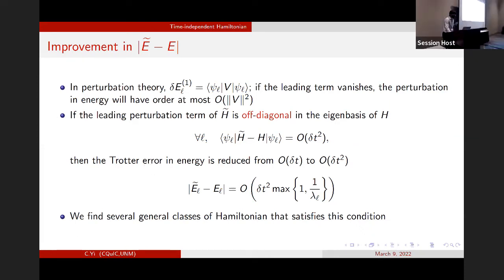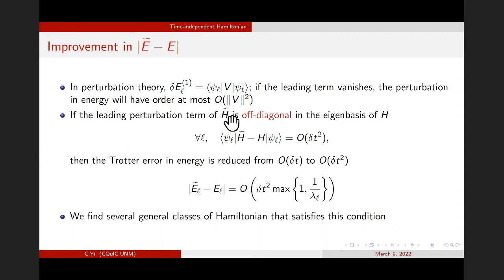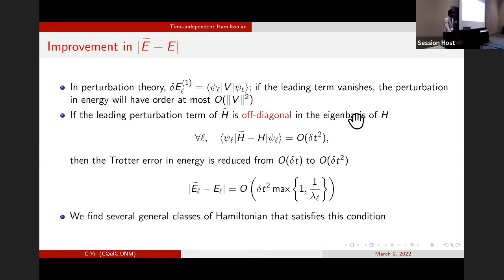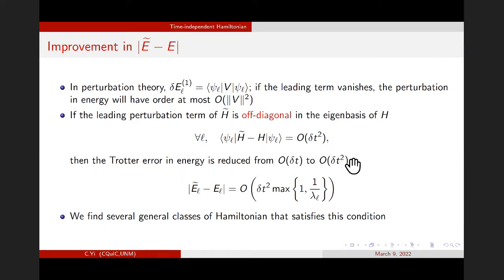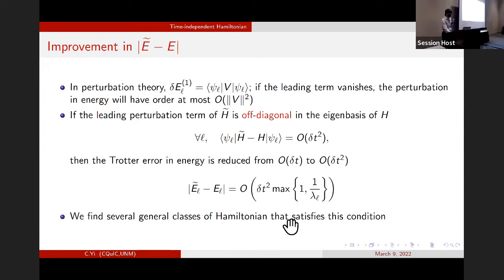So if the first order term vanishes, then of course the perturbation energy will have order v squared instead. So in our problem, suppose the leading perturbation term of the effective Hamiltonian is off diagonal in the original eigenbasis, which means this relation, then of course the Trotter error in energy will be reduced from delta t to delta t squared. And this relation turns out to be typical for the first order product formula.